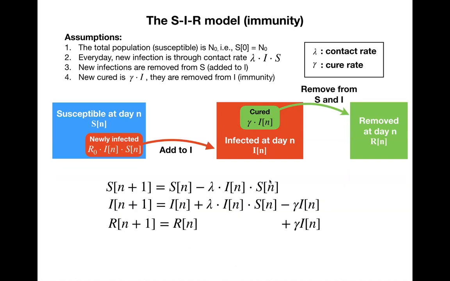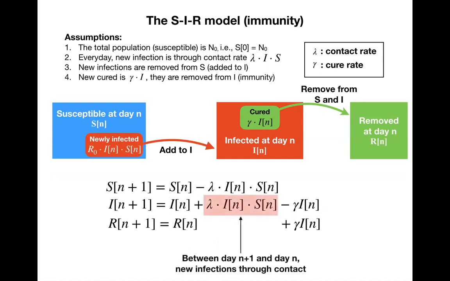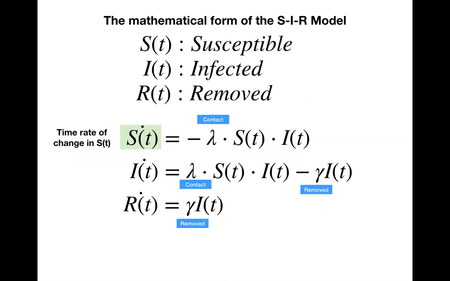So the recursive relations go like this. Let's take a look at the infected ones. Between day n plus 1 and day n, there are newly infected through contact, which is that term. And then you also remove gamma times I_n due to medical treatment, so these got cured and recovered, or removed. And then you actually remove this from S and add gamma as well.